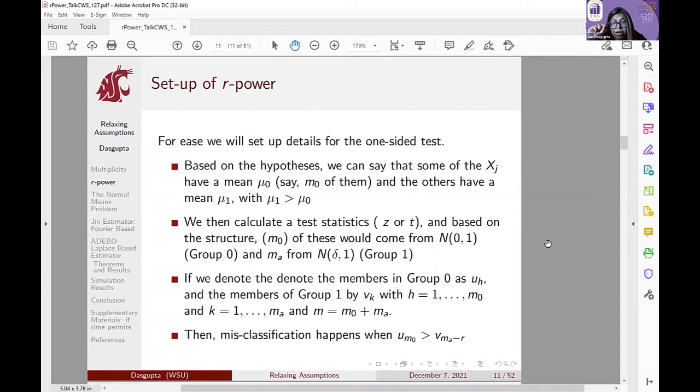To find R power, what we need to do is make sure that the largest element of the null set, the ones in the null hypothesis, is not bigger than the rth element of the alternate list. If the largest null element is bigger than the rth element, then it's in our list, and then the list is not a completely reliable list. So that's the idea. It's a very simple idea.